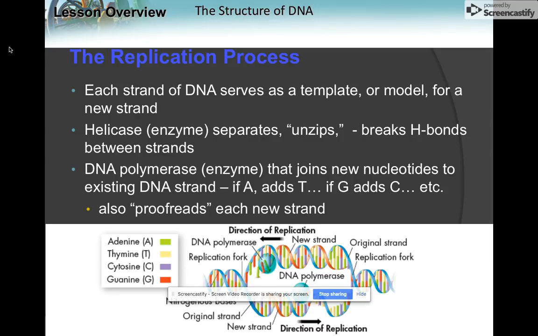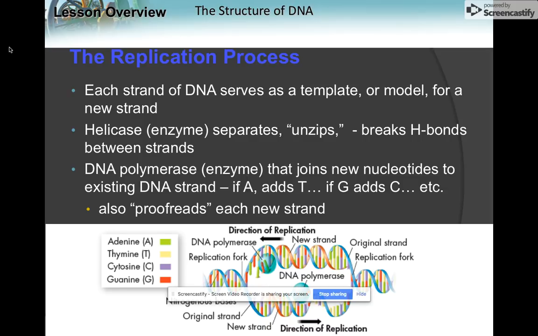So after the DNA has kind of unwound a little bit, helicase, which is an enzyme, is going to unzip the strands, which means that it breaks the hydrogen bonds between those strands. So it creates a little hole. You can kind of see that down there in the picture. We have just a part of the DNA that has come apart.